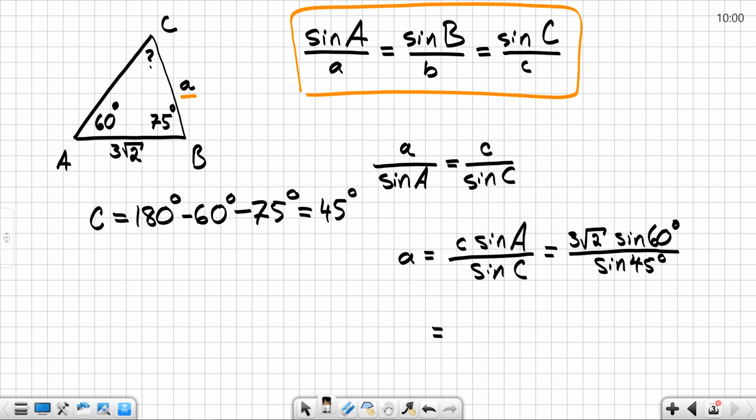Remembering my values for sine, I know that sine is increasing from 0 to 90 degrees. Sine of 0 is 0. Sine of 30 degrees is 1/2. Sine of 45 degrees is the square root of 2 over 2. And sine of 60 degrees is the square root of 3 divided by 2. And the length of C was 3 times the square root of 2.